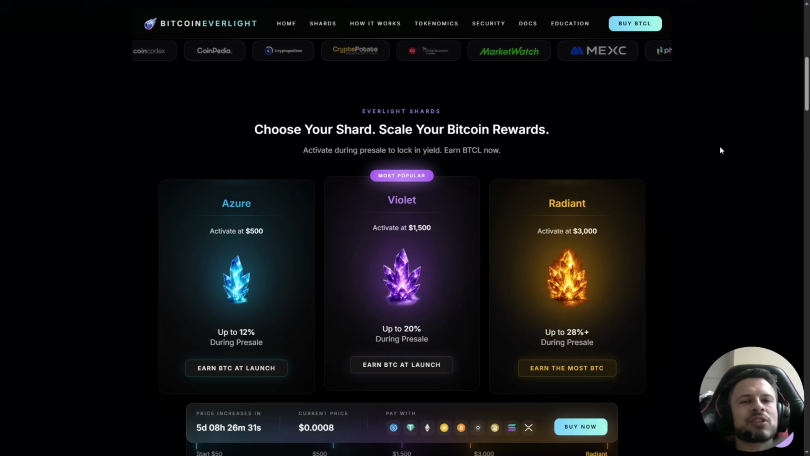Instead of forcing users to run nodes, the new system introduces Everlight Shards. A shard is essentially an activation tier that connects users to the validation network. Think of it like this: the node still exists, the infrastructure still runs, but the complexity is hidden behind a simple participation model. With Everlight Shards, users do not run hardware, users do not manage servers, users do not configure validation software. Instead, they activate their position within the network. Nodes power the infrastructure, shards power participation. This is the key concept behind Bitcoin Everlight v2.